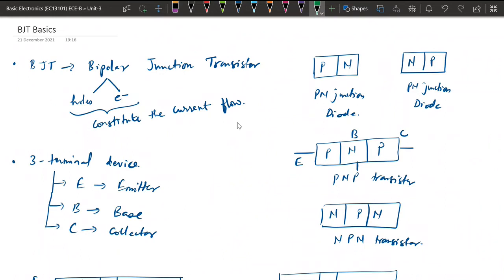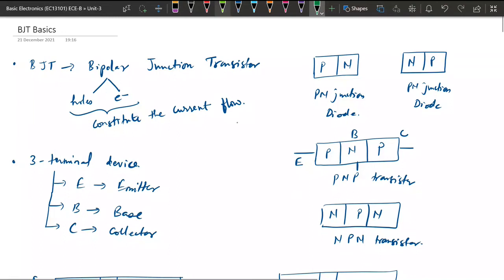So in the previous class, we started with the BJT, the new topic. So we will just have a recap of what was discussed in the previous class. BJT is one of the semiconductor devices that we will use for different applications. Before going to use BJT for different applications, we will see what this BJT basically is and how it works. Okay, so BJT is bipolar junction transistor.